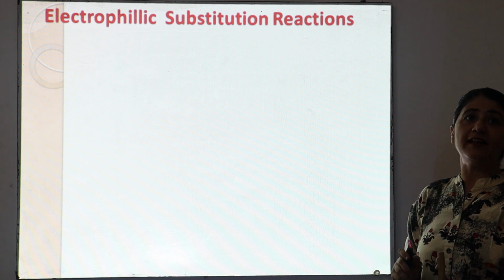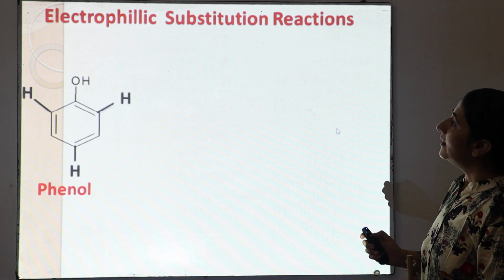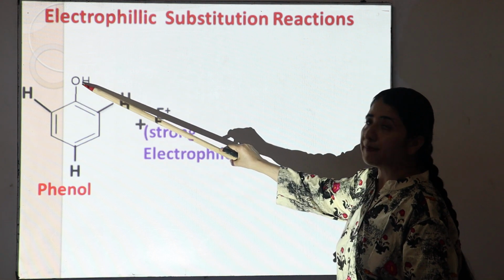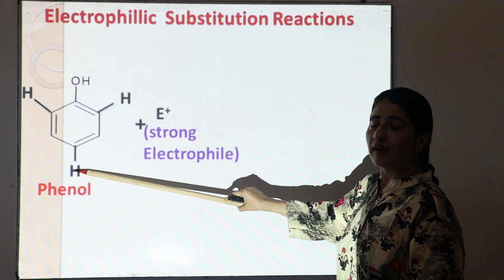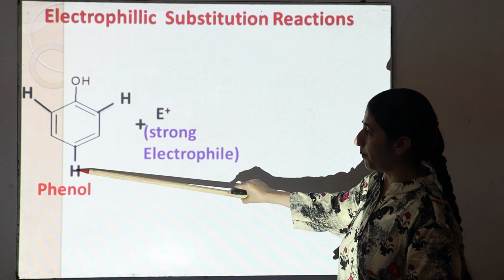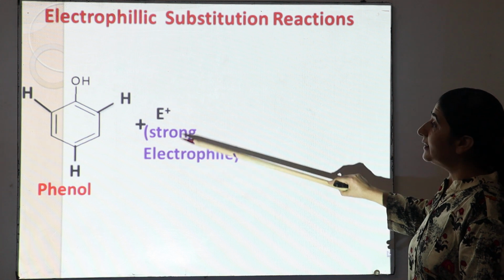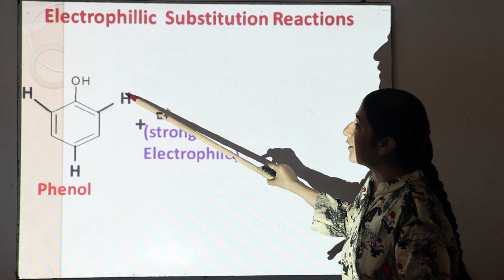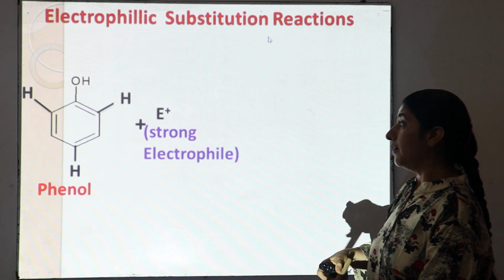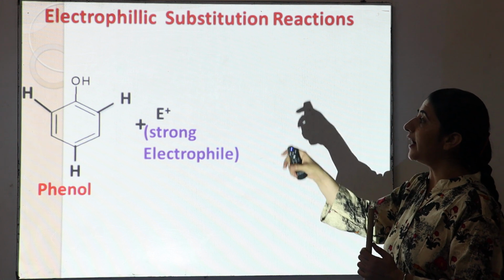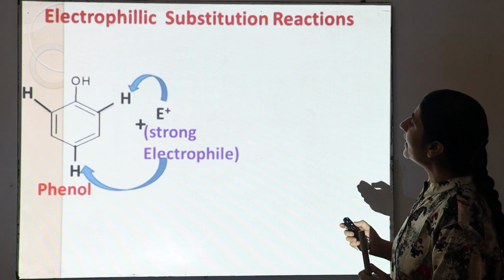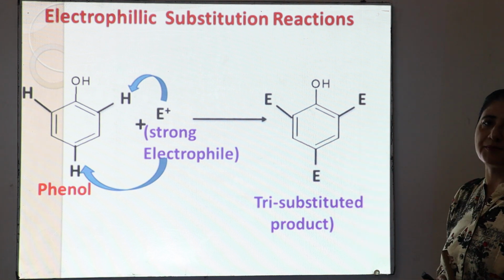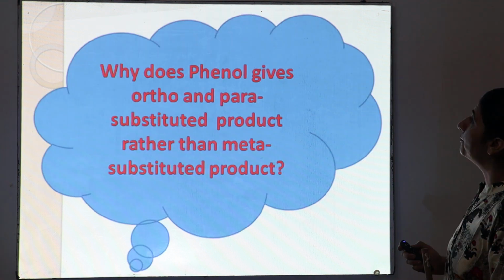If the electrophile is strong, then it replaces all three hydrogen atoms present at the ortho positions and the para position with respect to the OH group. When it replaces all three hydrogen atoms, we get a tri-substituted product. So this is the electrophilic substitution reaction of phenol.